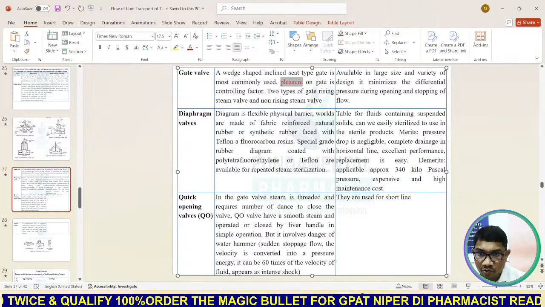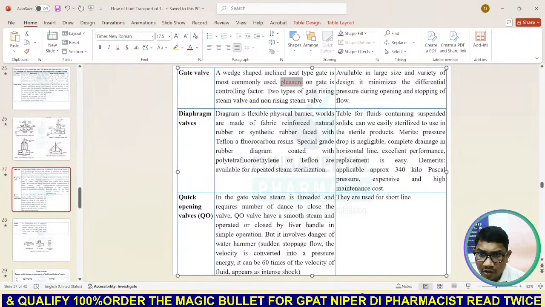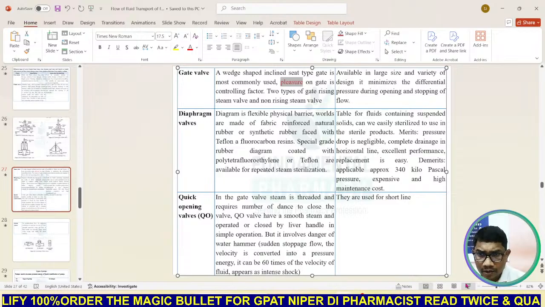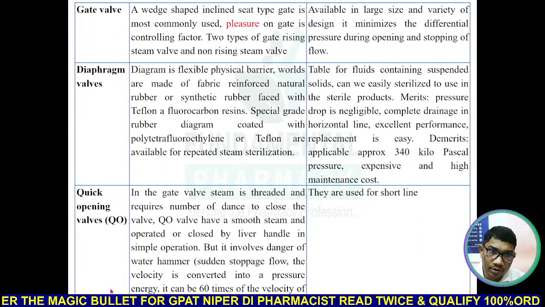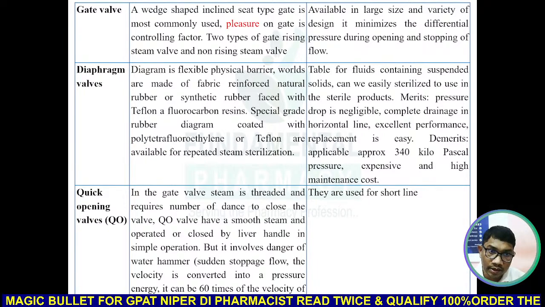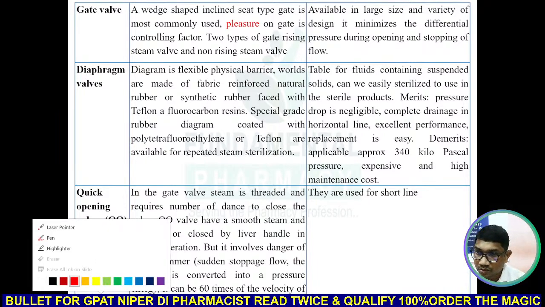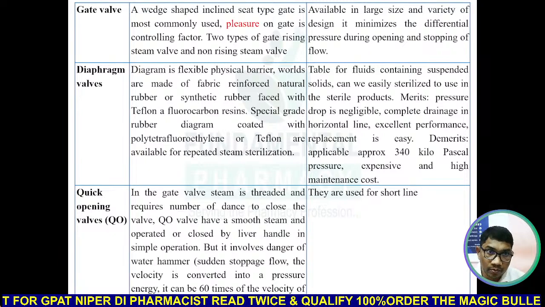Next one is the diaphragm valve. Valves are used to control the flow rate. Flow of liquid control करने के लिए क्या है? Valve यूज करते हैं. Open close है ना. Flow control करने के लिए valves यूज करते हैं. Valves, they are used to control the flow of fluid.